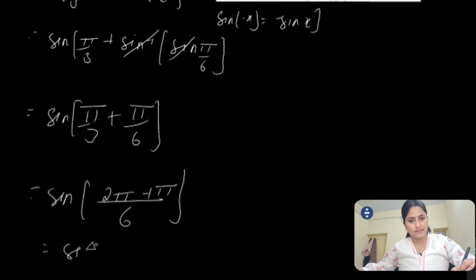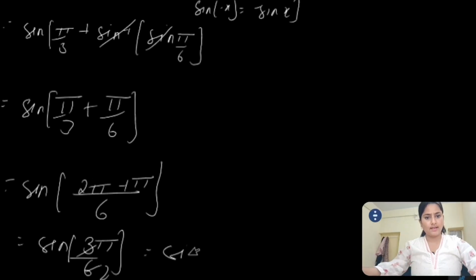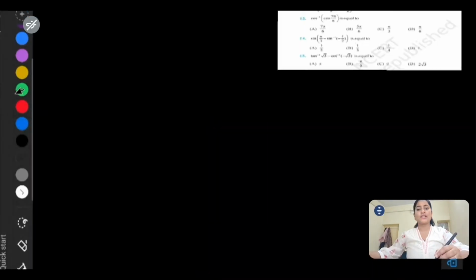So, sin 3π/6. Cancel this 2, 3, 2. Now we will get sin π/2. And we know the value of sin π/2, which is sin 90, which is equal to 1. And hence, this is the answer for question number 14. Now, let's move on to question number 15.